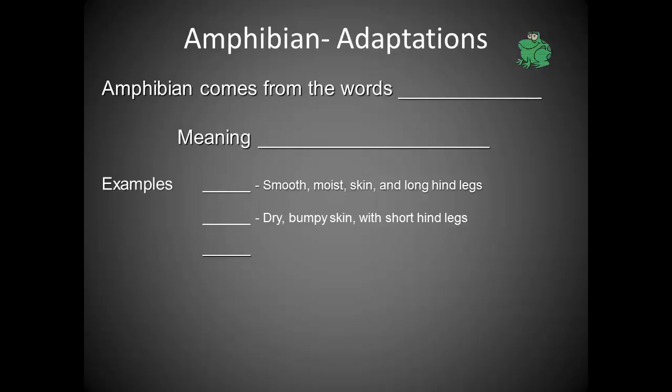The word amphibian comes from two words, amphi and bios. It means double life, because amphibians can live on land and in water. And they go through a process called metamorphosis, which we'll talk about.